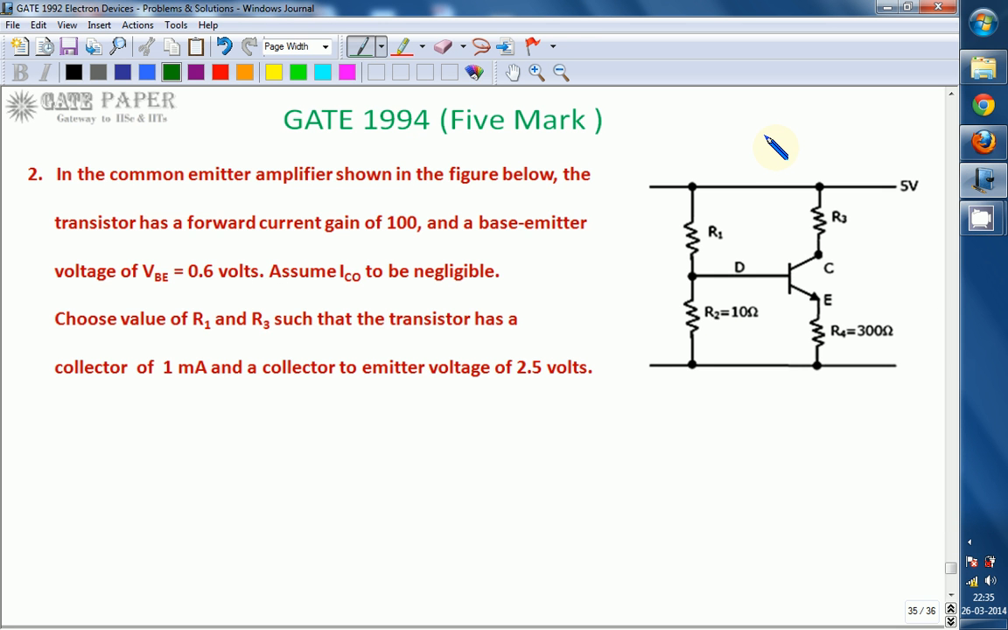We are discussing the GATE 1994 ECE paper. This is a 5-mark question related to electronics. Look at the diagram. It's a simple common emitter amplifier.